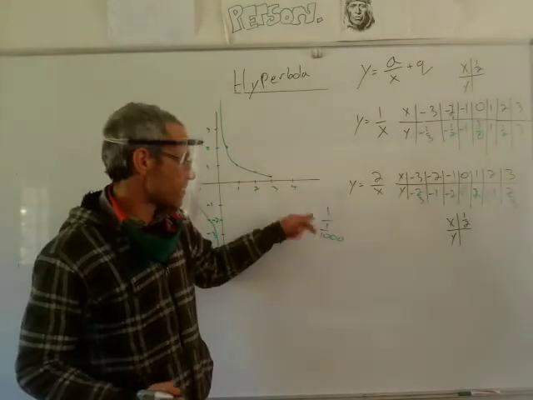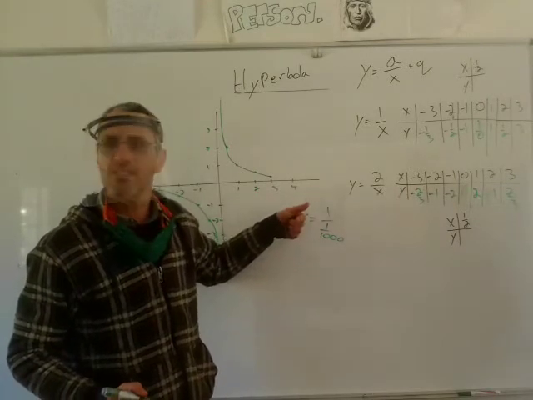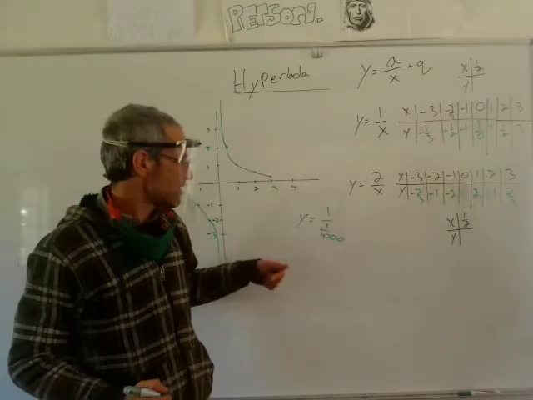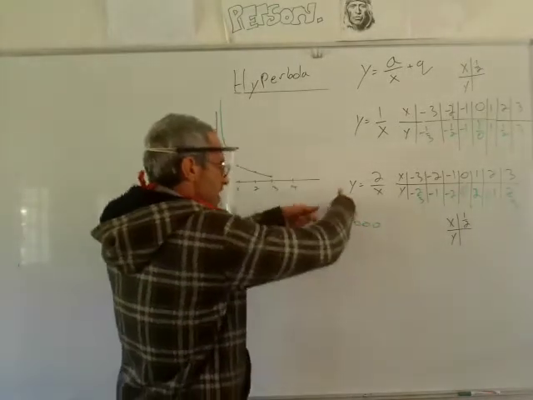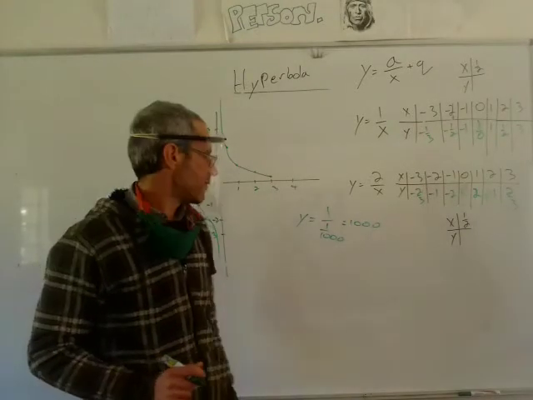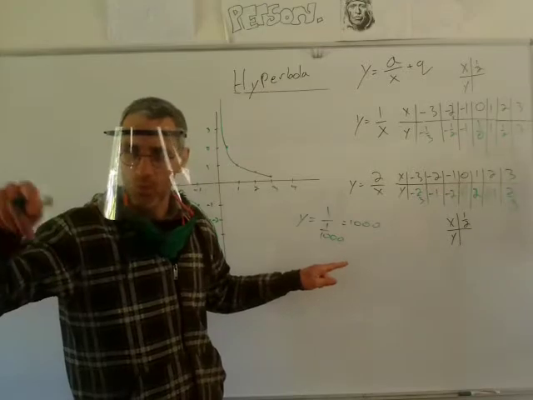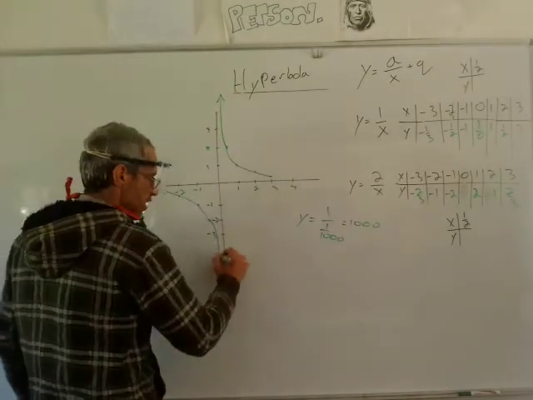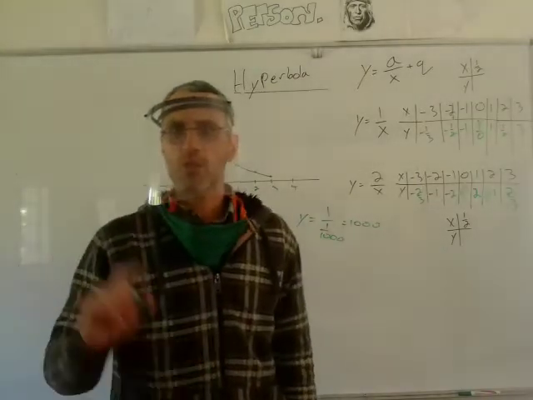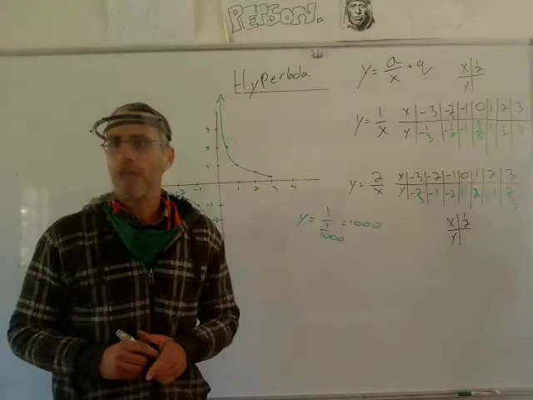So what will be 1 divided by 1 over 1,000? How do we flip a fraction? Remember how we do that? The answer will be 1,000. I'm flipping that fraction. So when x is 1 over 1,000, which is 0.001, y will be 1,000. You can see it just jumps up there, just like in the tan graph. We've got a vertical asymptote.